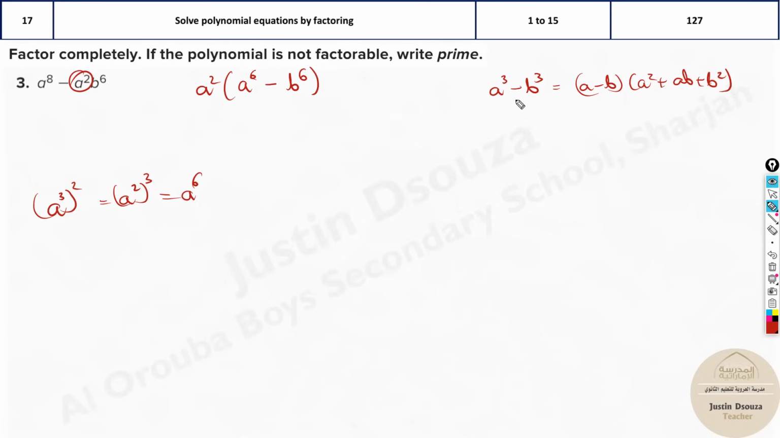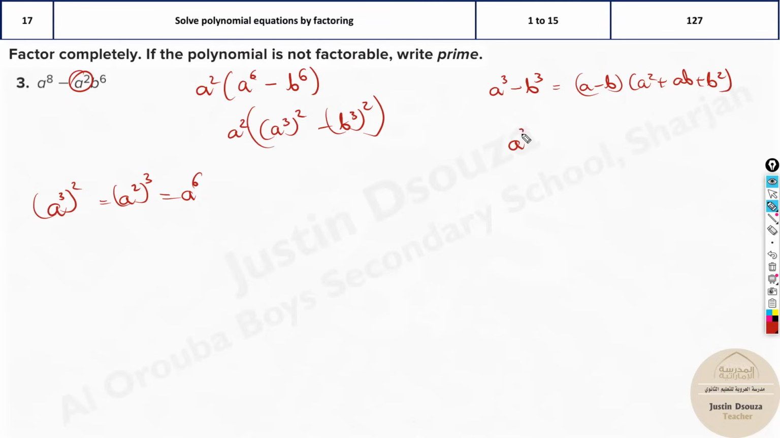So always in such cases, remember, there is this difference of cubes, and this is the most appropriate way to use it, but inside. But there is a square outside, right? So if we write it like this, a squared into a cubed, the whole square, minus b cubed, the whole square, this is another identity now.